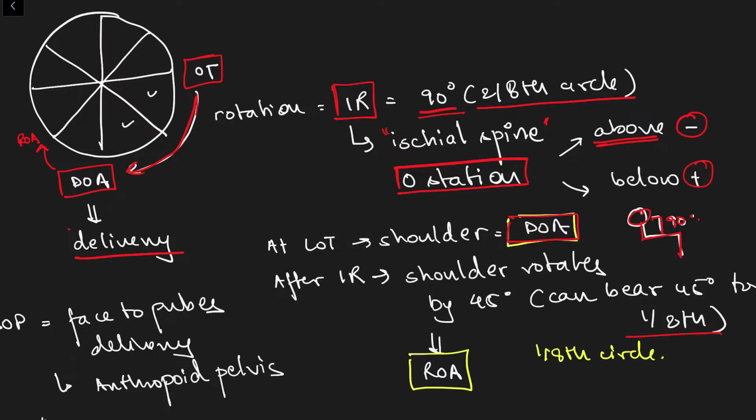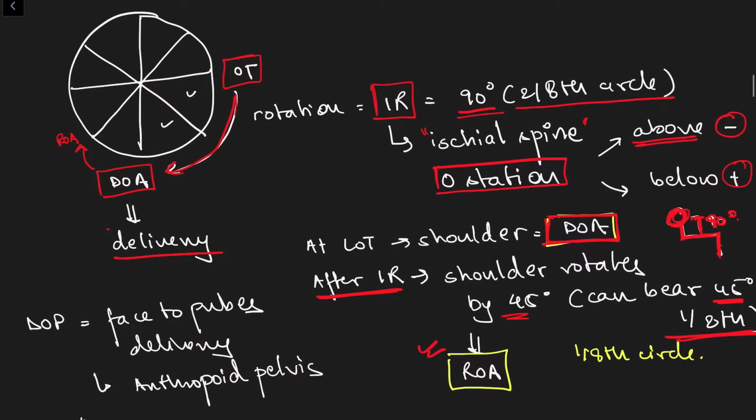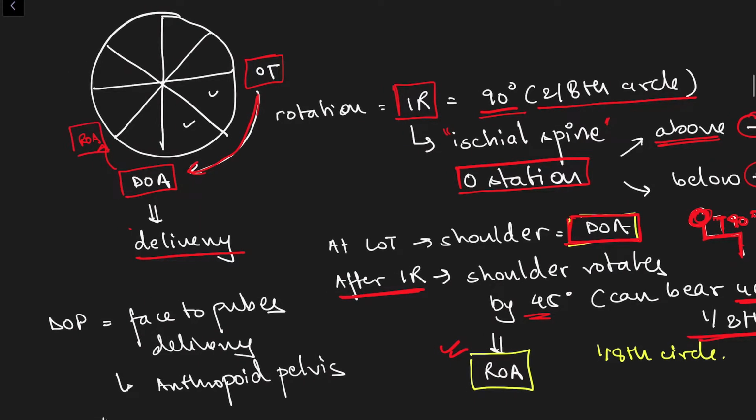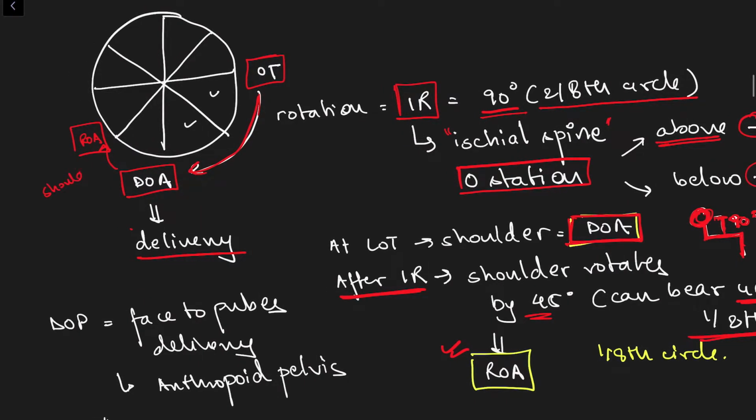Then at left occipito-transverse position, when the baby is at LOT, the shoulder will be at direct occipito-anterior position, because the angle between head and shoulders is 90 degrees. But after internal rotation, the shoulder rotates by 45 degrees, because the neck can bear a torsion of 45 degrees or 1/8 of a circle. So the shoulder was in DOA and it moves to ROA position, while the head moves from LOT to DOA. This is internal rotation, right?